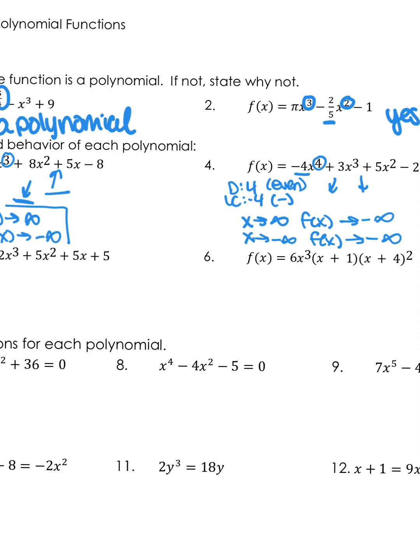Here for this one, the degree is 3, leading coefficient is -2, so this is odd negative. So we will go up and then down because odd means opposite. So here as x goes to positive infinity to the right, so this is the right hand arrow, the function will go down. And as x goes to the left to negative infinity, so that's the left-hand arrow, the function will go up.